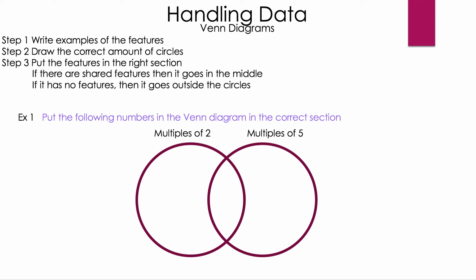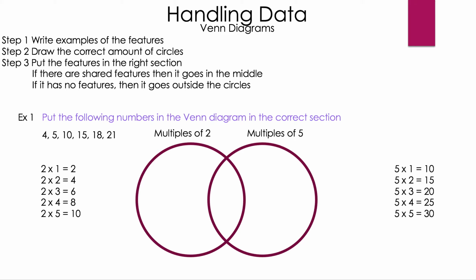Okay, so let's go ahead. Here's the Venn diagram. The numbers are coming, so there they are. Step 2 is already done for you. Now let's go ahead and do step 1, which is write down the features, or examples of the features. And now we're going to go through each one at a time.